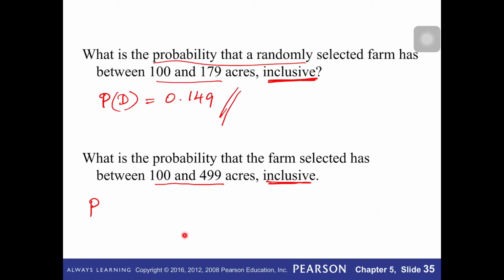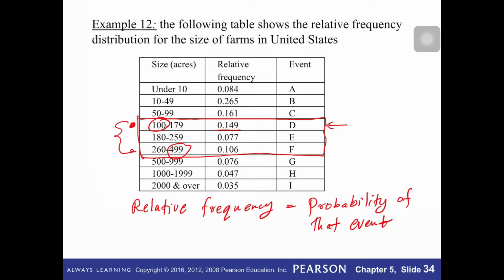Probability of D, E, F equals, I'll put some space here. Now you have to think about this. That's why I kept these spaces between D, E, F. This is about the probability that the farm selected is between 100 and 499 inclusive. Between these values you can check D, E, F. What they are asking is the probability of D or E or F all together.